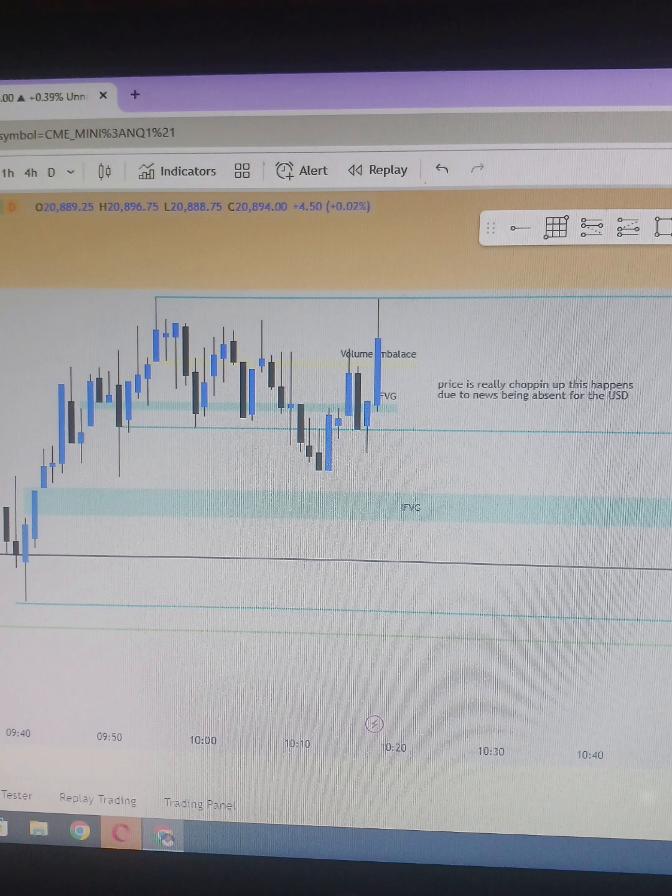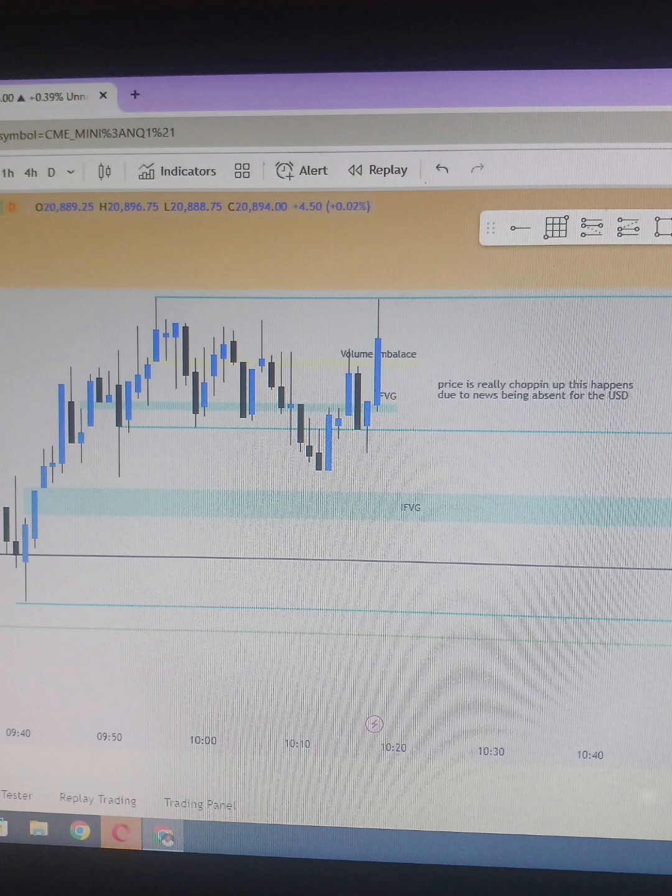I wouldn't advise anyone to trade when there is no news. You can just tape read. Tape reading is basically what I was doing here. You just anticipate where you want to see price go, and you just watch price. I also did add some targets where I wanted to see price draw to.